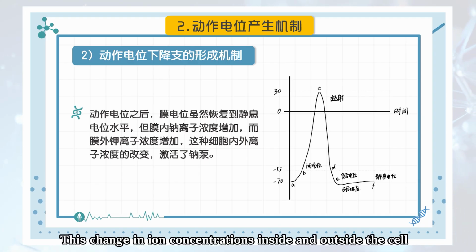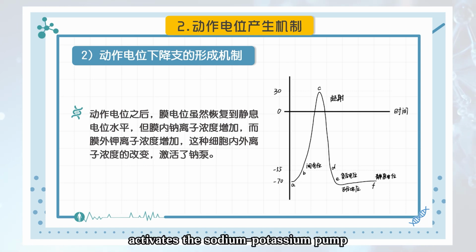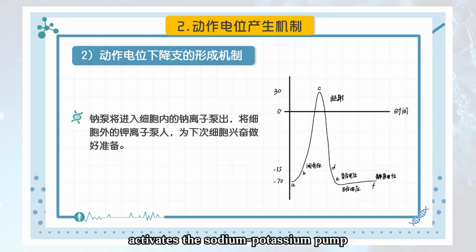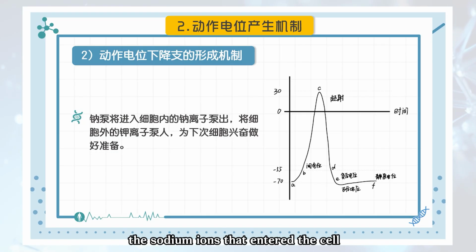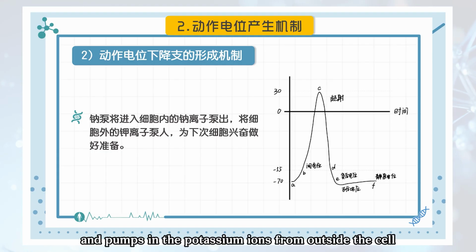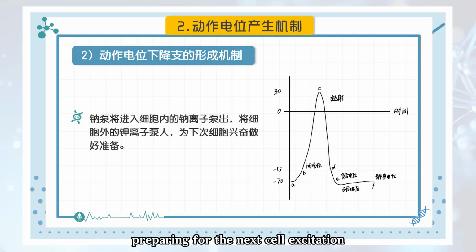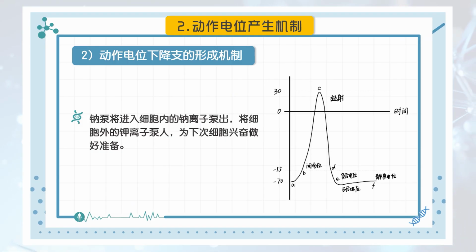This change in ion concentrations inside and outside the cell activates the sodium-potassium pump. The sodium-potassium pump pumps out the sodium ions that entered the cell and pumps in the potassium ions from outside the cell, preparing for the next cell excitation.